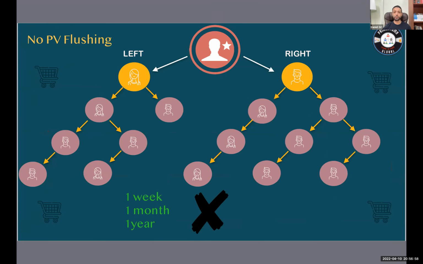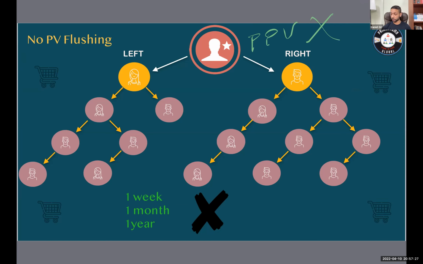So our personal PV, our personal point, never expires. Whatever we buy with our ID, which we call personal point value, PPV, whatever we buy with our ID, it never expires.